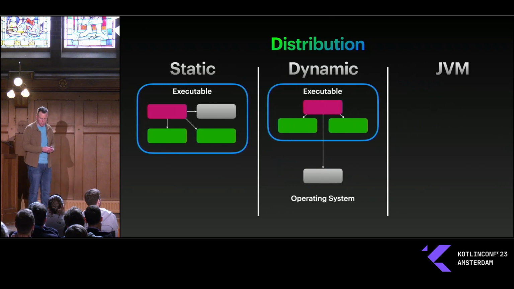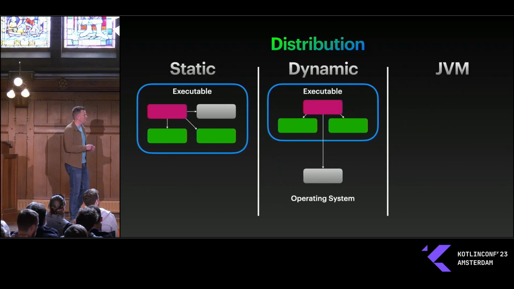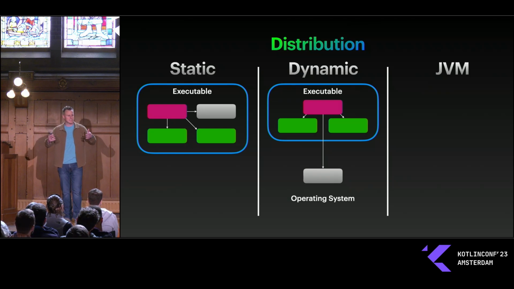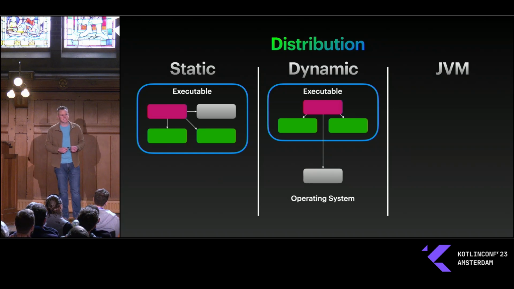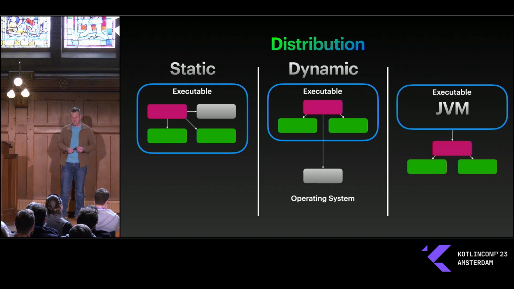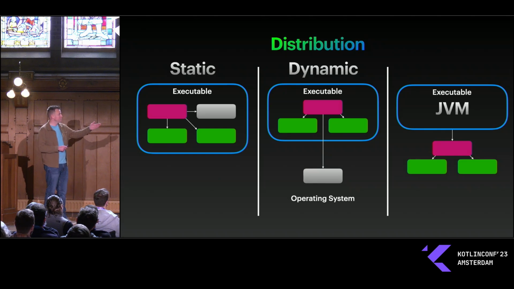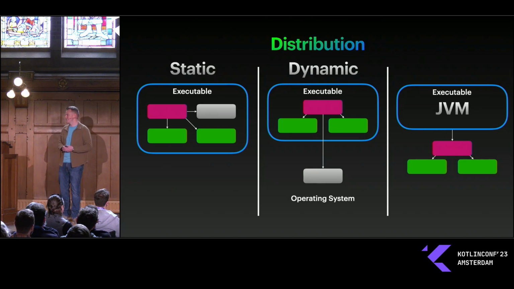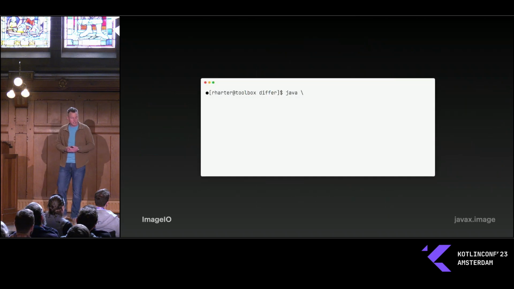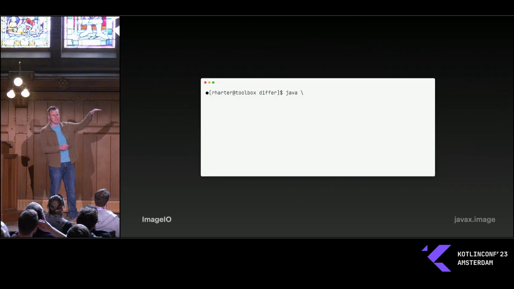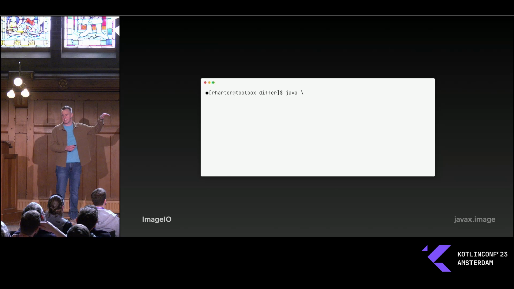So what does the JVM look like here? This is a little interesting because in the native cases, what we're building, our output, is an executable. But that's not the case with the JVM. With the JVM, the JVM is the executable, and what we're building is the dependencies for it. This is evidenced by the fact that what you run at the command line is Java, right? That's the executable. It's not anything that you've done.